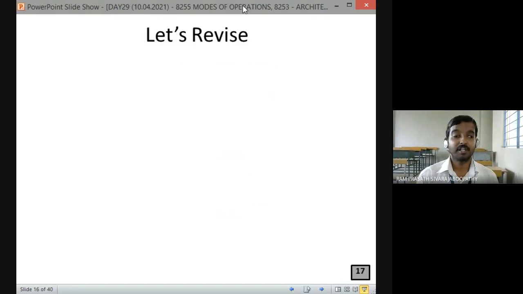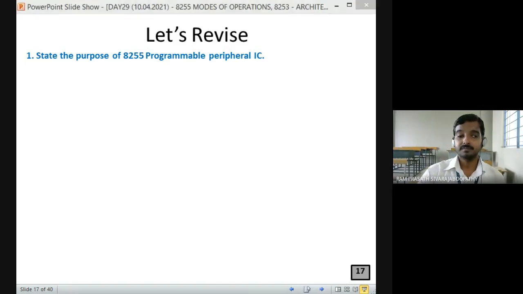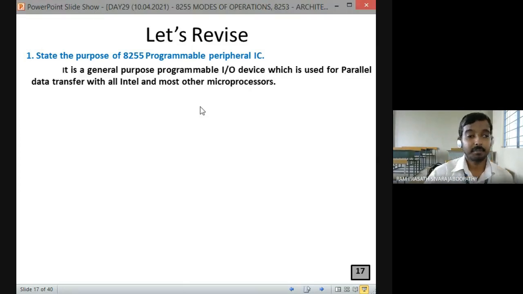Yes. Before that, we can revise something. State the purpose of 8255 IC. For what purpose are we having the 8255 IC? To establish data transfer between IO device and microprocessor, we need this IC, correct? To interface IO device with CPU and for communicating, correct? So it is a general purpose programmable IO device which is used for parallel data transfer with all Intel microprocessors.